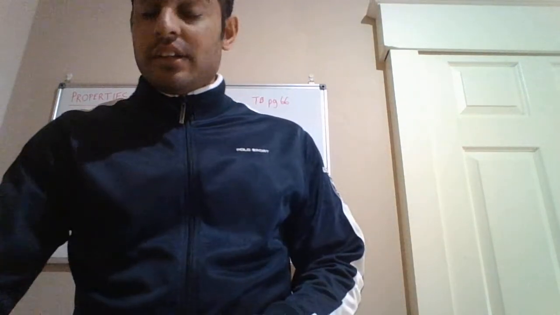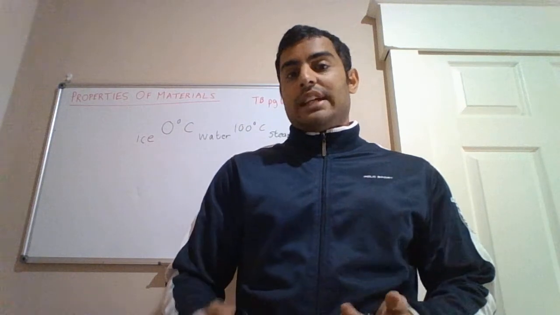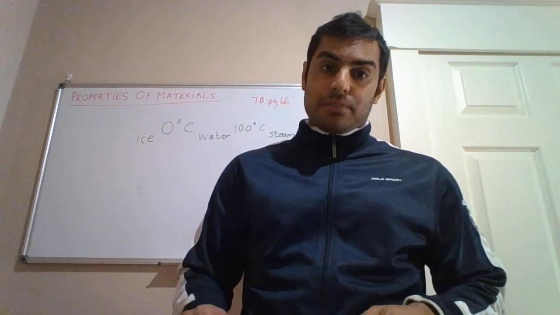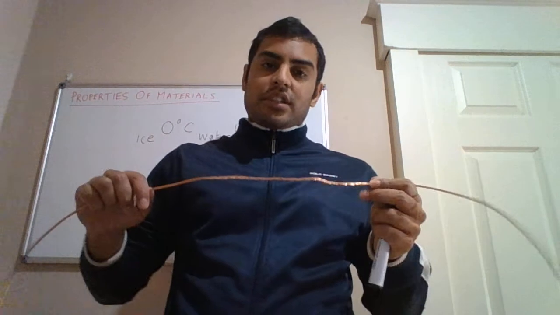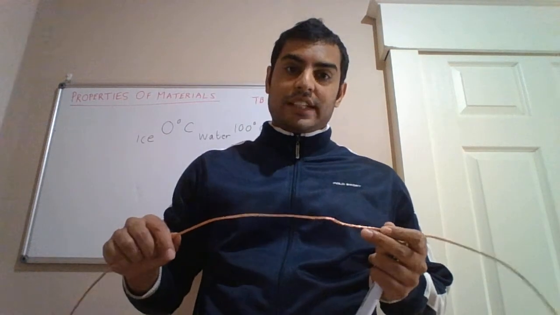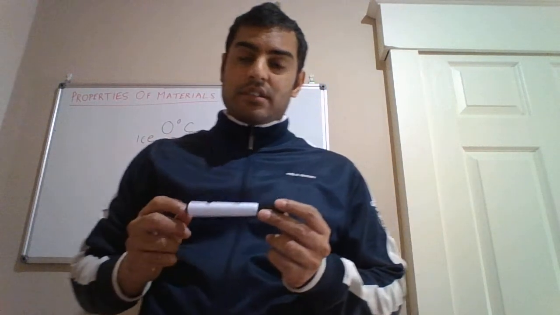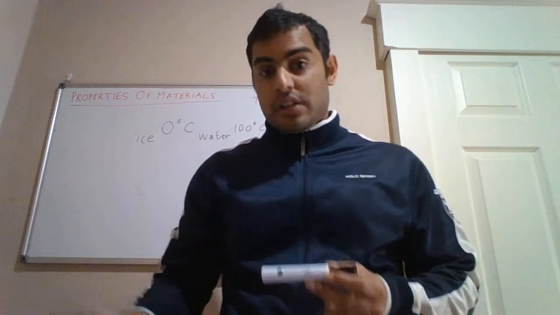Next, we're going to talk about electrical conductivity. This relates to an object's ability or inability to allow electricity to pass through. This copper wire is a good example of an electrical conductor. It allows electricity to pass through very easily. This pen resists electricity passing through and is an example of an insulator or non-conductor.